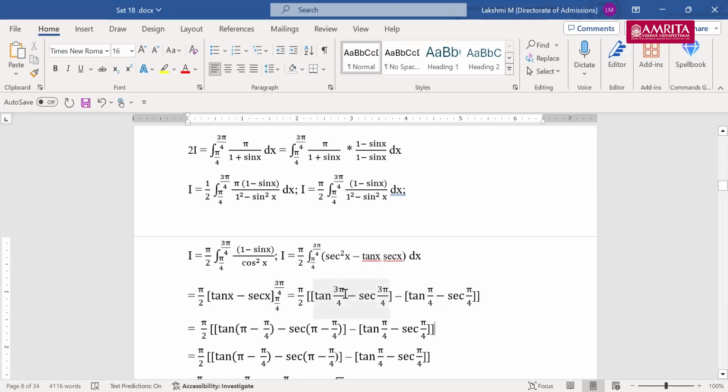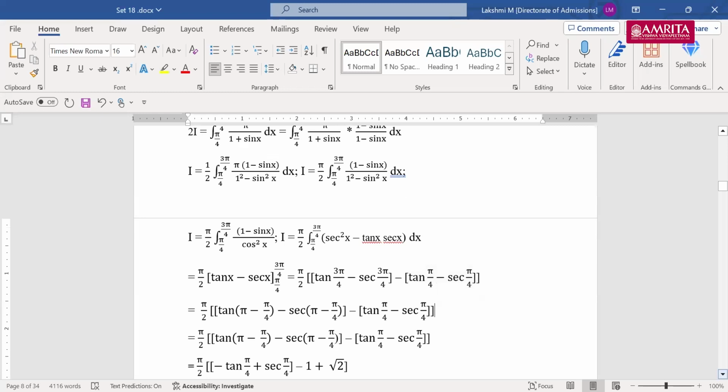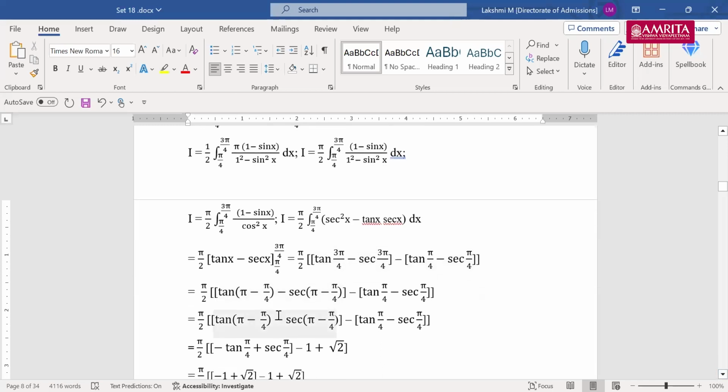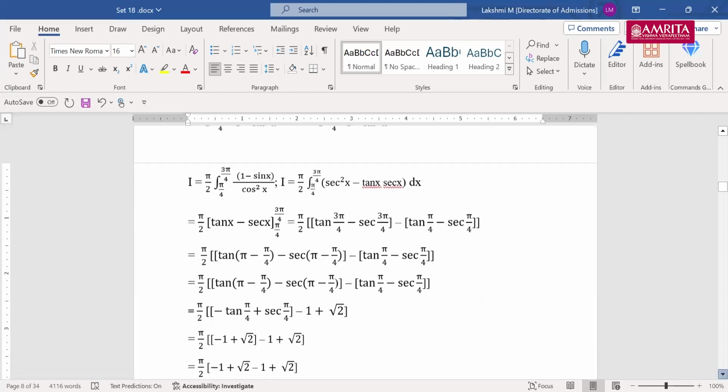This 3 pi by 4, I have just replaced it with pi minus pi by 4 because it's easy. Tan of pi minus pi by 4 is minus tan pi by 4, and sec of pi minus pi by 4 is minus sec of pi by 4. So here, both the minus signs will become plus, and here it's minus only. So minus tan of pi by 4 and plus sec of pi by 4.